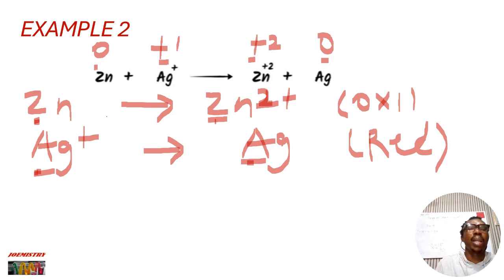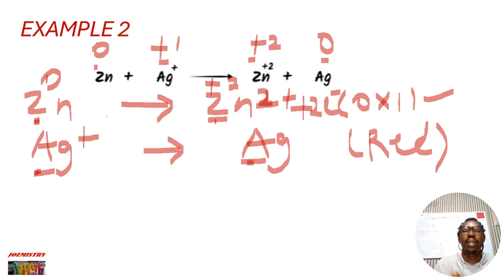Now the next step is to balance the charges. So zinc on the reactant, on the oxidation half cell, is 0 and zinc is +2 on the product. So to balance the charge, we add 2 electrons here so that the charges will be balanced. So here 0, plus 2 minus 2 is 0. So on the oxidation half cell, the charges are all balanced. +2 minus 2 here is 0 and 0. So the charges are balanced.